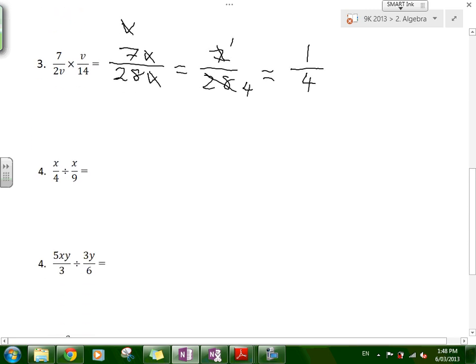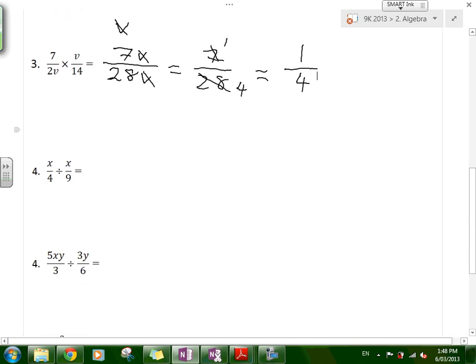Next one we have is a division sign. So what do we have to do with it? We have something divided by a fraction divided by another fraction. What do we have to do? Yeah, you flip it to its reciprocal, and then you times it. So we're going to do that first. So I'll rewrite it. The first one stays the same, x over 4. We flip the second one, so it becomes 9 over x, and then I change it to multiplication.